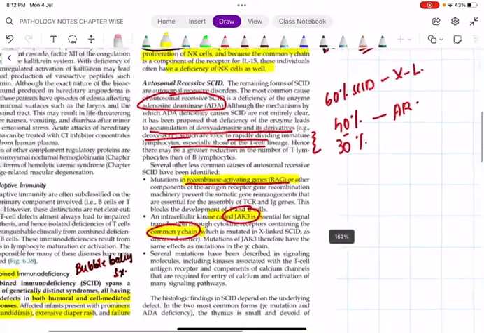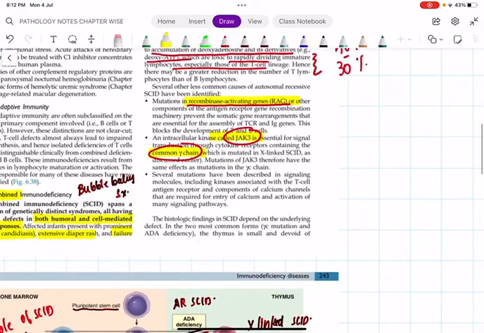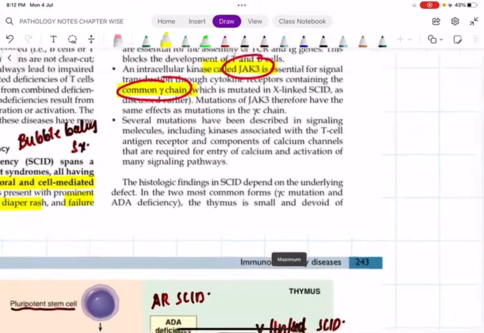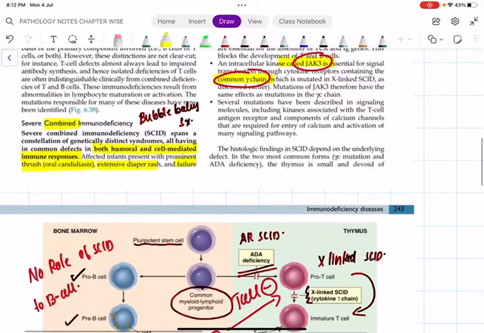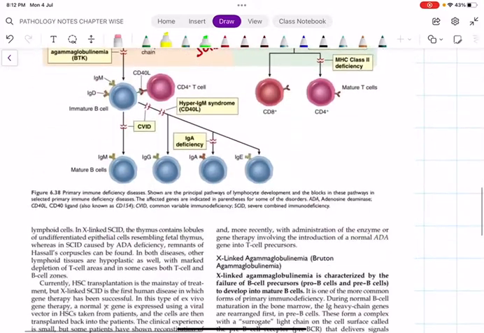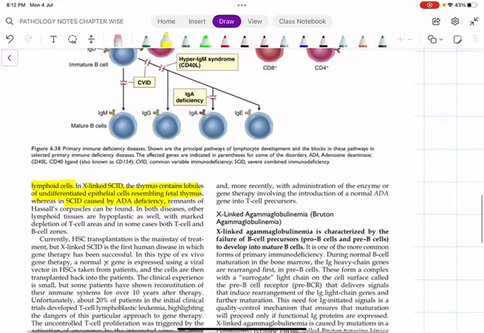The histological findings depend upon the underlying defect. With gamma C mutations and ADA deficiency, remember, the thymus will be small and devoid of lymphoid cells. In X-linked SCID, the thymus contains lobules of undifferentiated epithelial cells which resemble a fetal thymus, because the T lymphocytes are not being properly produced. The T cell development is completely inhibited. Whereas in SCID caused by ADA deficiency, remnants of Hassall's corpuscles can be found.